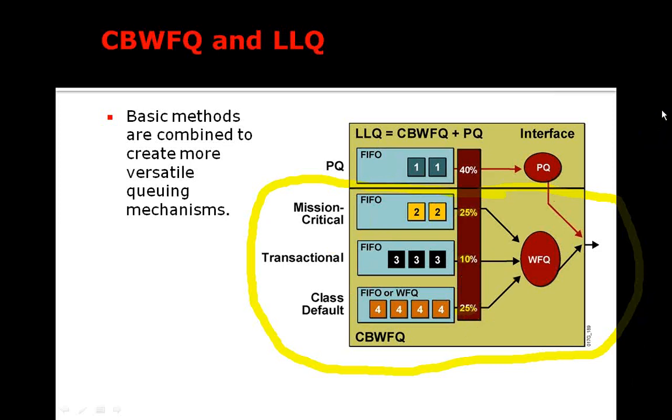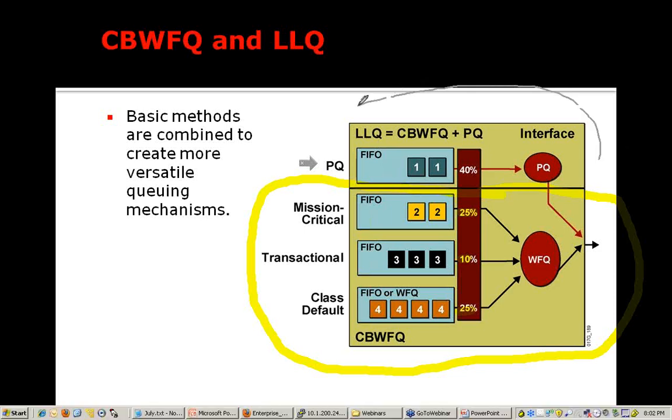Now the priority queue is a special add-on. So really, LLQ is just the addition of a priority queue to class-based weighted fair queuing. So low latency queuing adds a special priority queue, and what the priority queue does is if this queue ever has a packet, that packet will always go first ahead of any other packet.